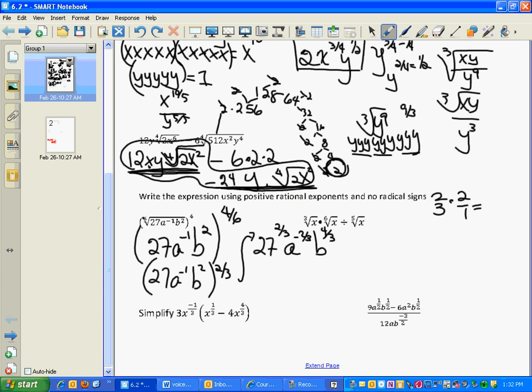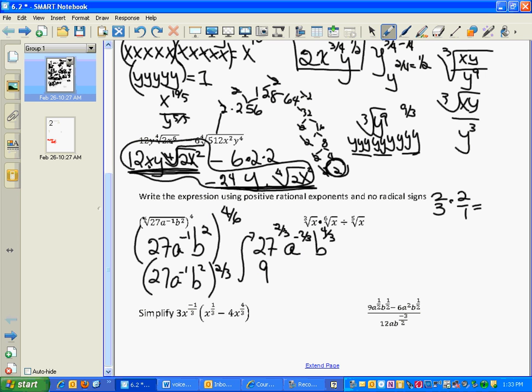Now, can we simplify 27 to the 2/3? Without your calculator. What's the cubic root of 27? 3 squared? Okay, so this is 9. Because the cubic root of 27 is 3, and then I got to square it because I've got a numerator. Did you follow that, Rachel? Okay. If I have a numerator of other than 1, I'll take the cubic root or the square root, and then I'll square it or cube it, whatever my exponent, my numerator says.